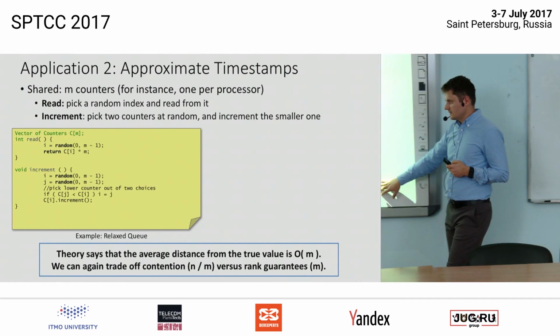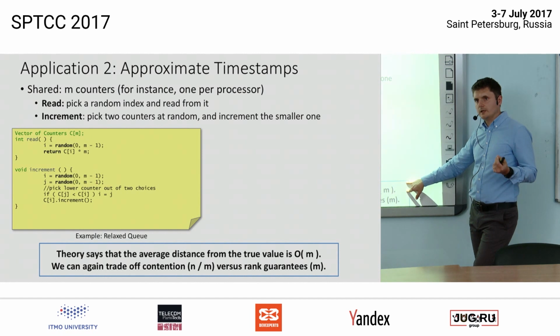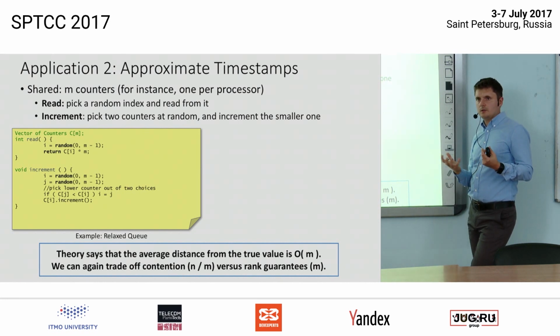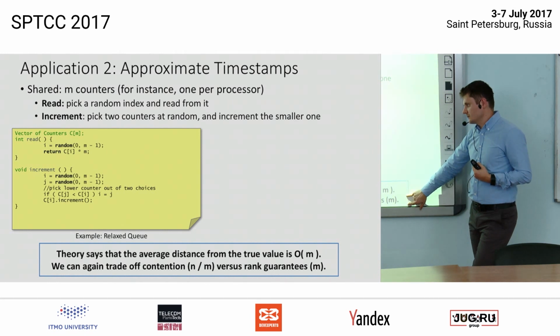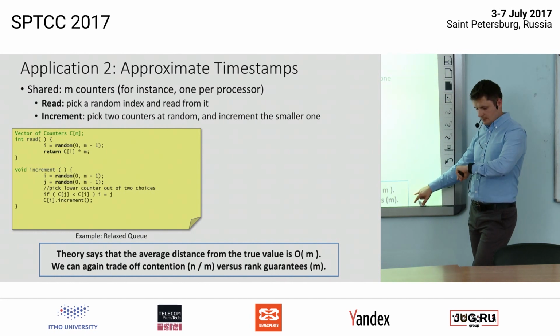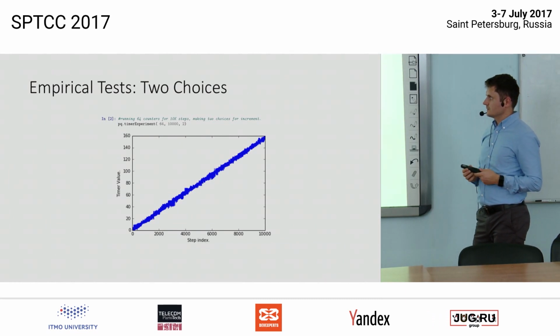Again, theory says that the average distance from the true value that you get at a step is going to be order m, where m is the number of different counters you have. So if you want a structured relaxation where you can only afford some amount of relaxation, then you can trade this off. You can trade off contention, which is n over m, versus the rank guarantees that this provides. Let me give you some empirical tests for this.